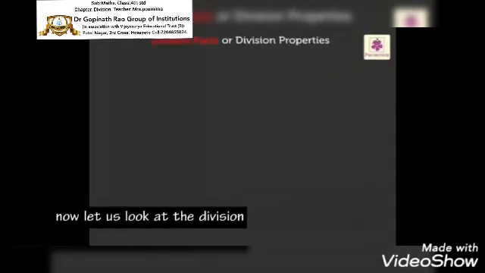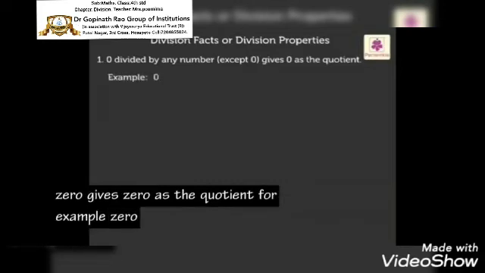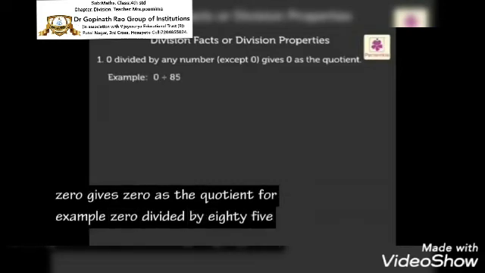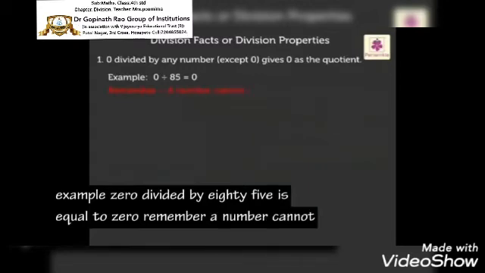Now, let us look at the division facts, or we can say division properties too. 1. 0 divided by any number except 0 gives 0 as the quotient. For example, 0 divided by 85 is equal to 0. Remember, a number cannot be divided by 0.